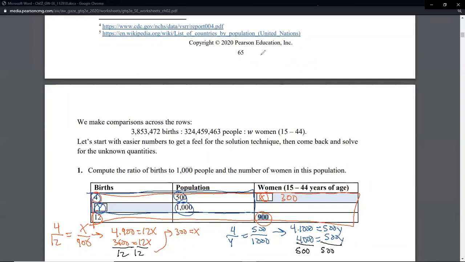And basically you're just doing 40 divided by 5, which is 8. So 8 is equal to y. Y being the number of births per 1,000 people if the population doubled. So this was us scaling the population to per 1,000. So if there's 4 births per 500 people, that means there's 8 births per 1,000 people.